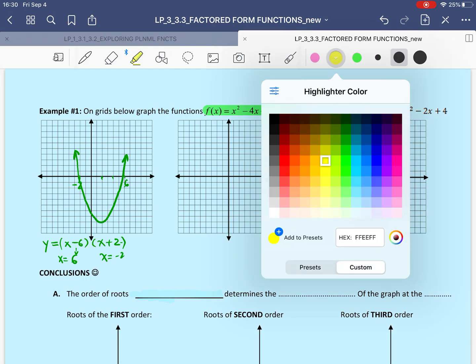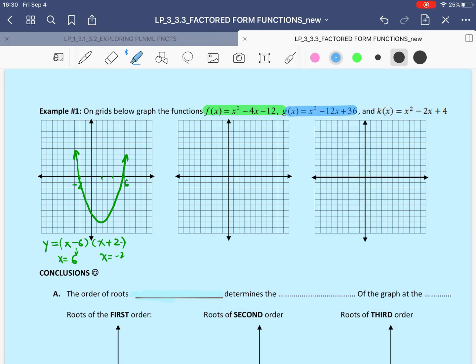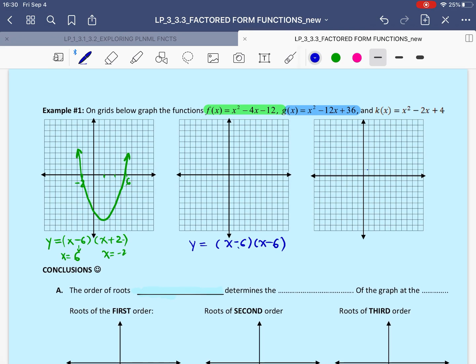The next equation, g of x equals x squared minus 12x plus 36, can be written in factored form as y equals (x minus 6)(x minus 6). So there are two factors in this equation, and both are the same. In other words, we can say that's (x minus 6) squared. So we're going to say that x minus 6 is a second order factor. Let's take a look at the shape of the graph at the x-intercepts.